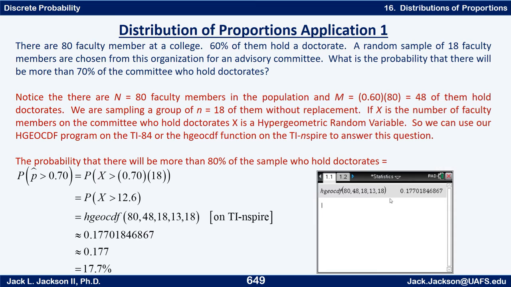So here it is on the screen the way it looks on the TI-Nspire, or if we did this on the calculator, we'd be putting in these values in this order: population size 80, successes in the population 48, sample size 18, lower bound on the x's 13, and upper bound 18. And either way, we're going to get about 17.7%.